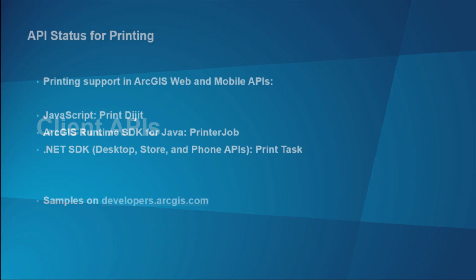All right, now we'll talk a little bit about client APIs. Tanu showed a lot with the JavaScript API. They have the print widget or the print task, I think it's called. The runtime SDKs have some printing configuration as well. This is in the versions prior to runtime 100. I don't believe runtime 100 has any print support right now, but it should be coming in updated releases. The key thing though is to go to developers.arcgis.com for the API you're using and look up what print support is available there.